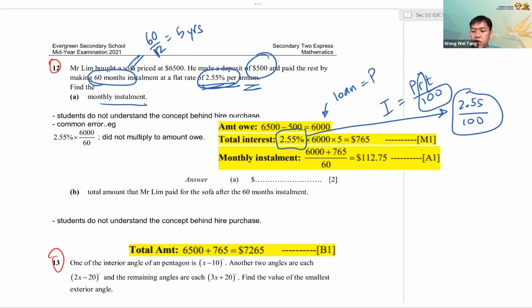So how much does he pay per month? Well, we're going to take the amount that is owed. He owes $6,000. We're going to add that to the interest that he has to pay, and we're going to divide that by 60 months to get 112.75. So that's the monthly installment. Compare that with paying at one go $6,500. It's much easier to just pay deposit $500, then every month you just fork out $112.75. Very manageable, but keeping in mind that you're actually paying more than you originally needed to pay.